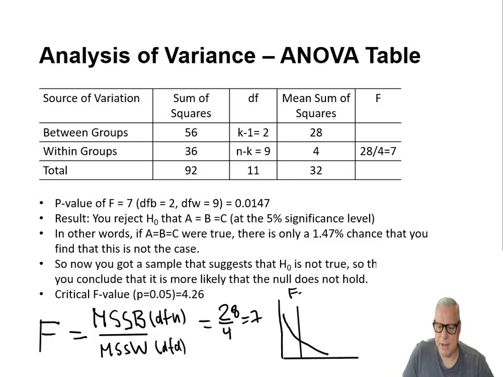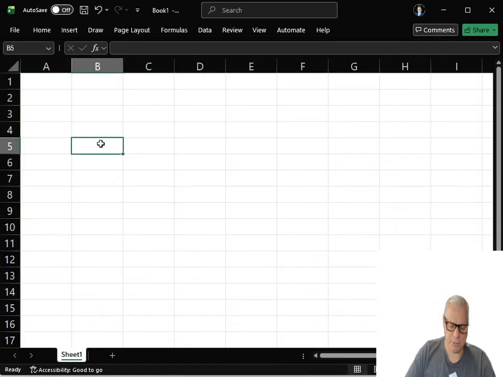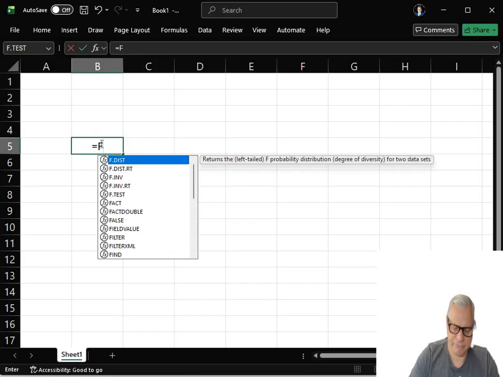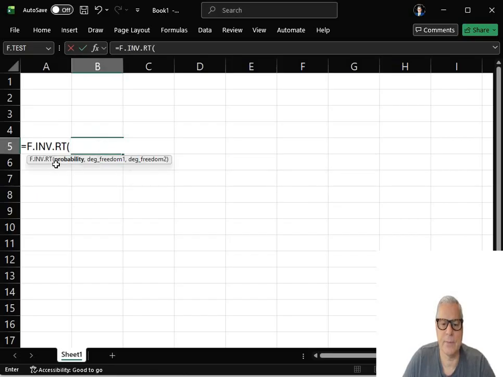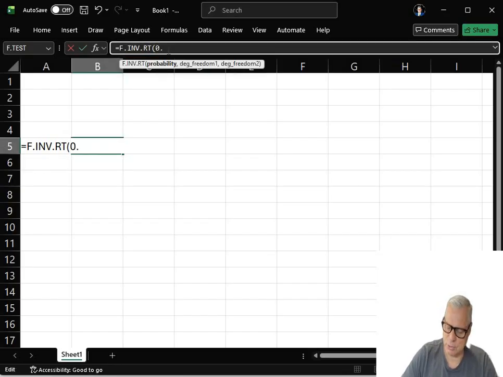So what is our F critical? If you reject the null at a significance level of 5%, we need to find the F where we have 5% probability to the right. So in Excel, the formula that you want to use is equals F inverse right tail. And then it says, we want the probability in the right tail. What's the probability? 0.05. How many degrees of freedom do we have in the numerator? Degrees of freedom 1 is the numerator.